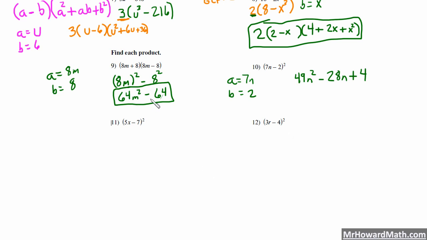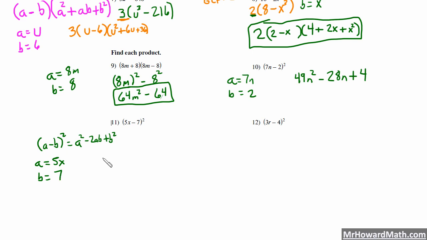Almost there. Okay, in this case we have the pattern of a minus b quantity squared, and remember that was equal to a squared minus 2ab plus b squared. Okay, remember that the last term was always positive, and then this term shares this sign. Okay, so let's identify our a and our b. So a equals 5x and b equals 7.